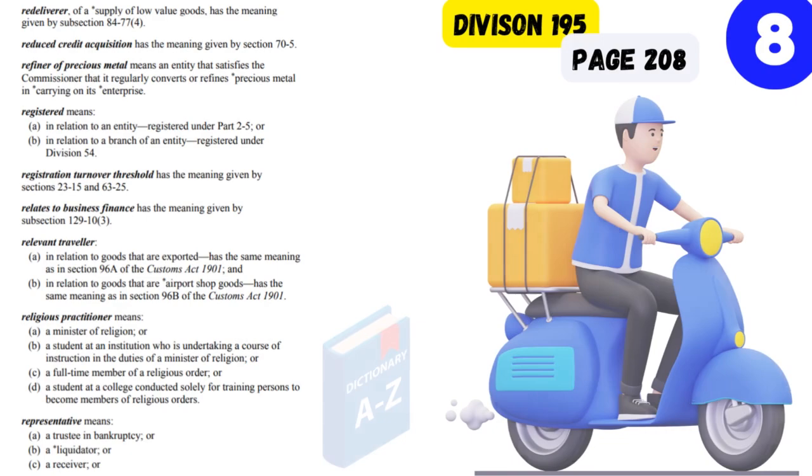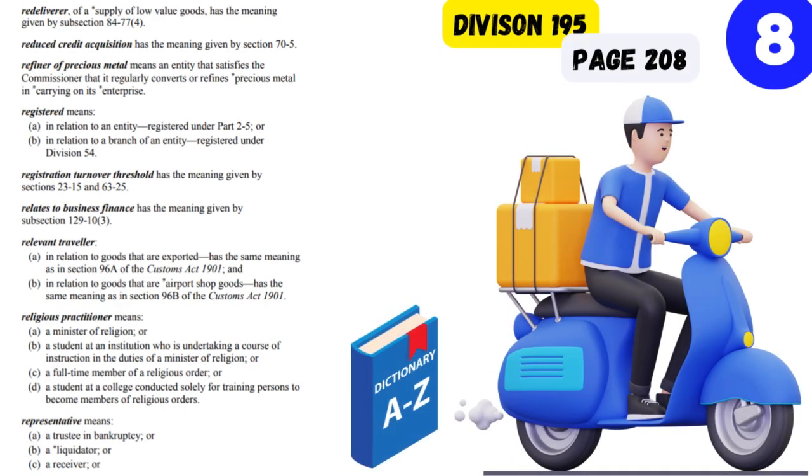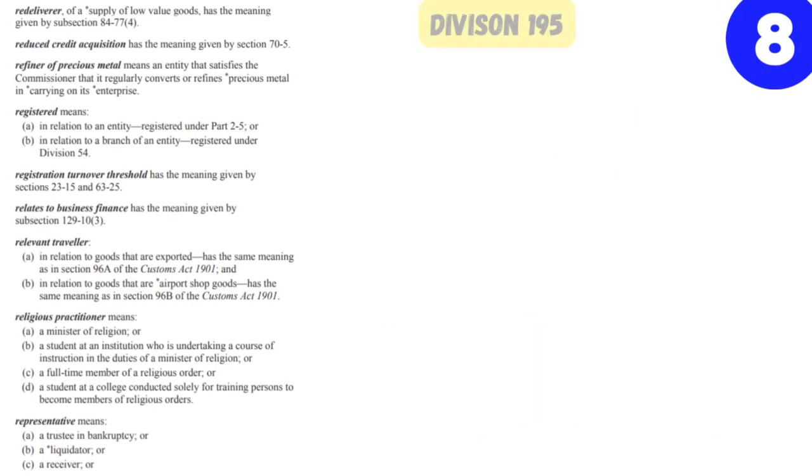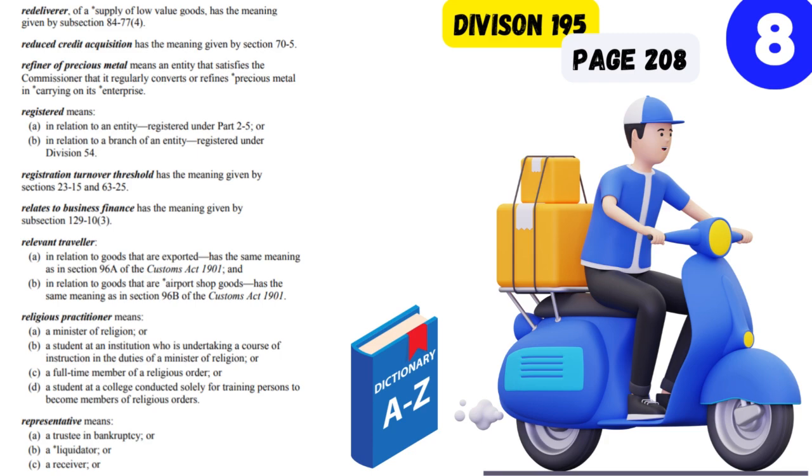Now we will head to Section 8. Now, we will explain words on page number 208 of Division 195 of GST Act Volume 2. Please find words on screen. 59. Redelivered. 60. Reduced credit acquisition. 61. Refiner of precious metal. 62. Registered. 63. Registration turnover threshold. 64. Relates to business finance. 65. Relevant traveler. 66. Religious practitioner.